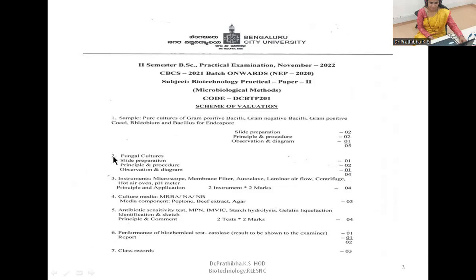Now let us go through question number 2. Fungal staining you need to perform. There you need to take fungal culture from the in-charge batch. Slide preparation carries 1 mark. Principle and procedure carries 2 marks. Further, observation and diagram carries 1 mark. It's very, very important to sketch or draw the diagram of whatever you have observed under the microscopic view. So for question number 1 and 2, you need to draw the microscopic view of the Gram staining or endospore staining and even the fungal staining.